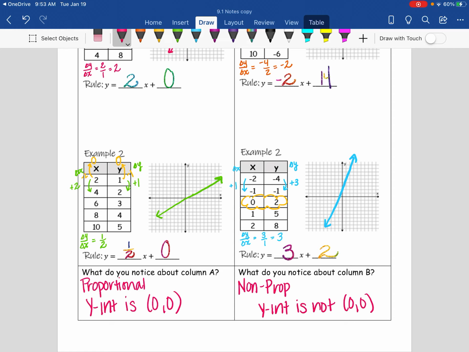Okay, so I am also going to post our vocab sheet filled out, so make sure that you look at that too for just some tips. But other than that, your homework tonight is just to decide whether something is proportional or non-proportional from a graph, a table, and an equation.